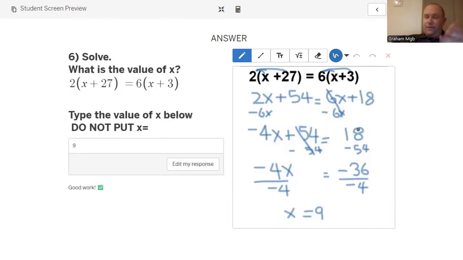Once again, 18, positive 18, same thing. I'm just going to put 18. And then I want to move things away from the negative 4x. So instead of adding 54, I'm going to subtract 54 to give me negative 36. And then the last step, once again, as they're next to each other, it means I'm times them by negative 4. So do the opposite, which is to divide by negative 4.